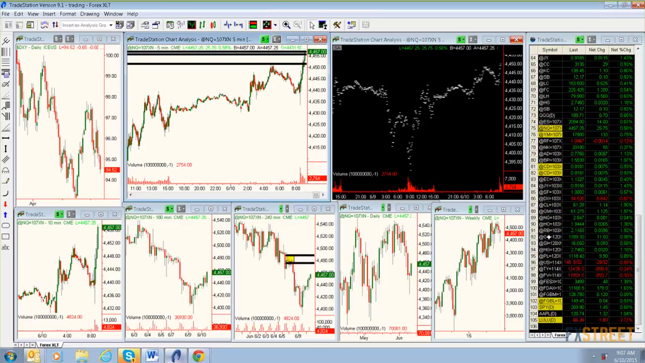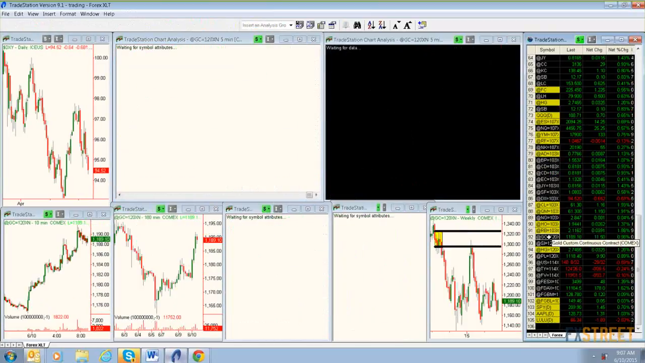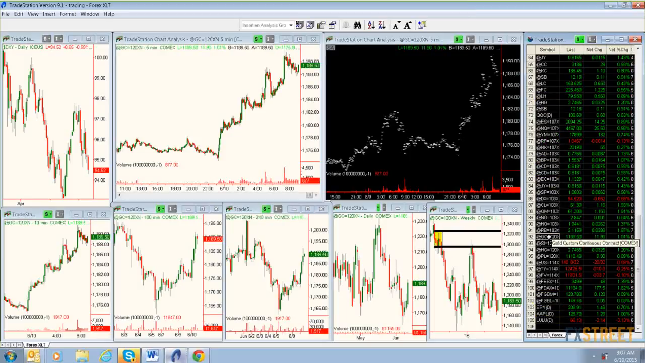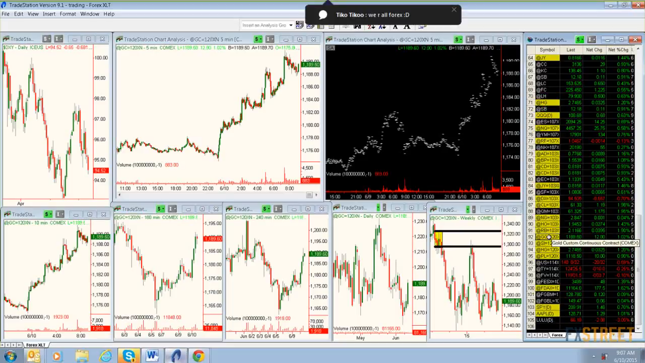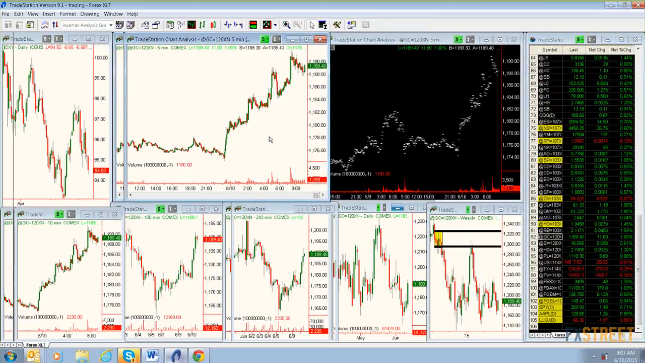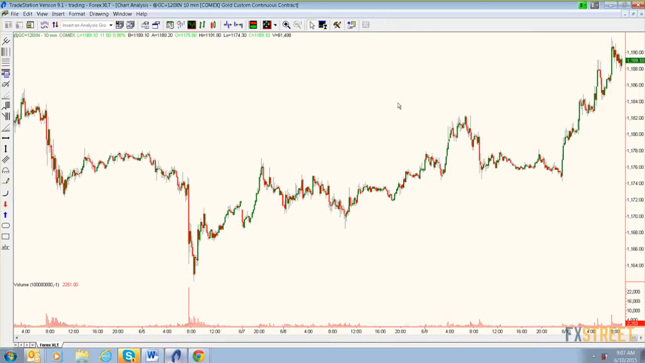I've got some other ones set up for you, so. Gonna pull up, let's take a look at gold. Here it is. I thought we had some levels in gold already.